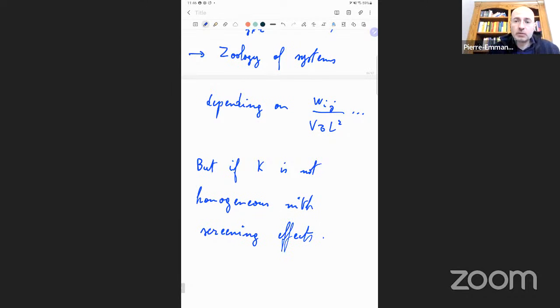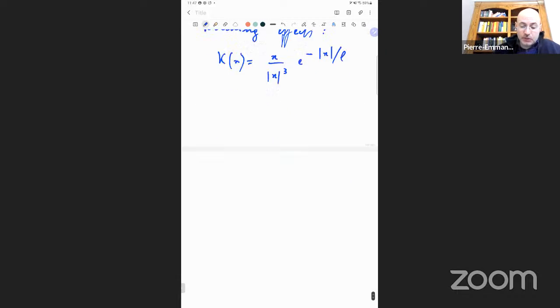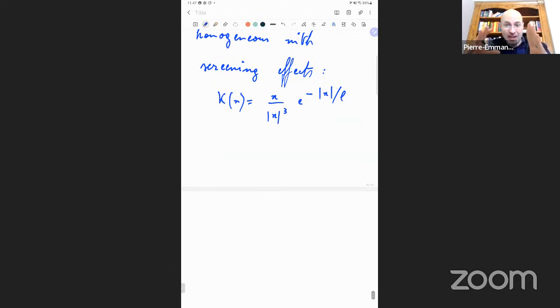So now we come back to Abdul's question just after the break. So let's say that K of x now is not the pure Coulomb, but is being screened at some distance. Then you have an even more complex interaction between my rescaling, capital L, and the scale of the screening, small l.